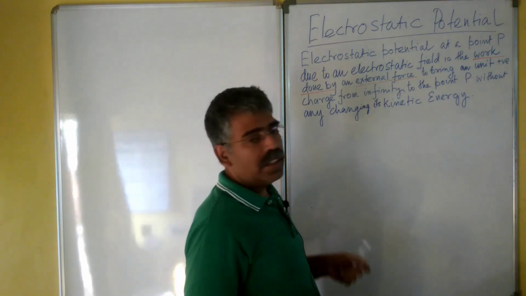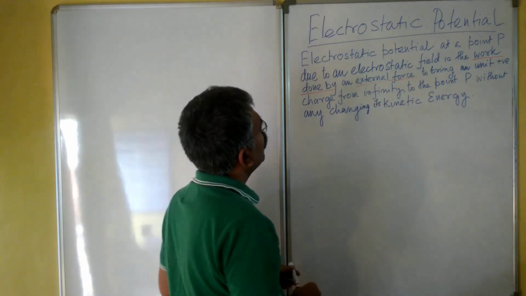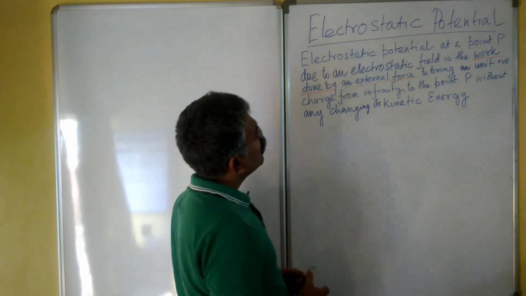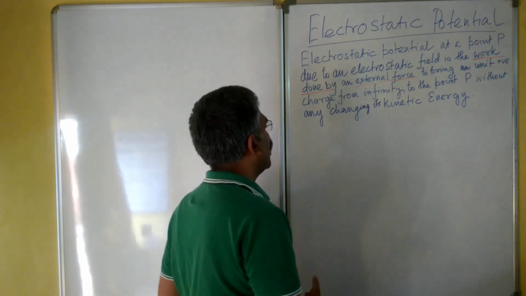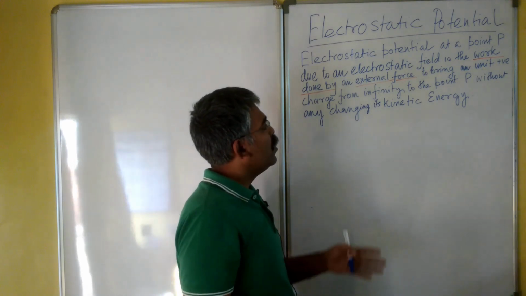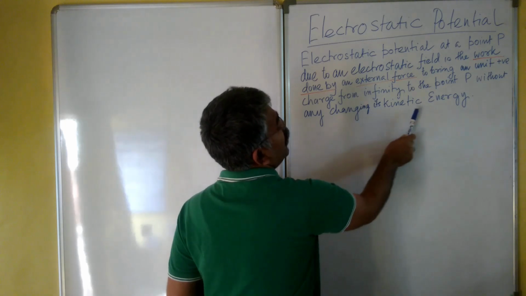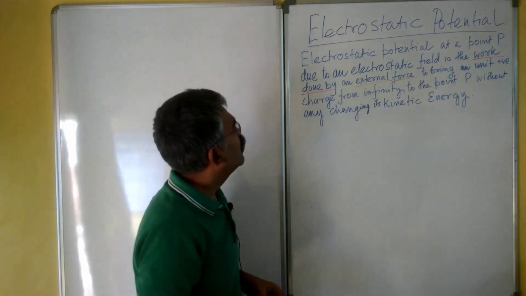Electrostatic potential is defined as: the electrostatic potential at a point P due to an electrostatic field is the work done by an external force to bring a unit positive charge from infinity to the point P without changing its kinetic energy. This is very important. I'm reading it out again.